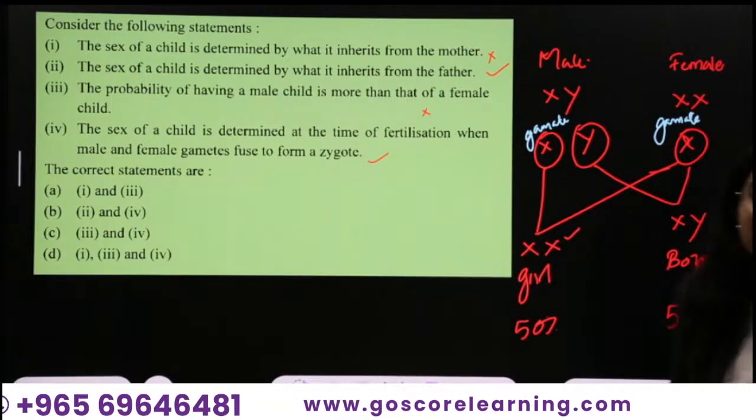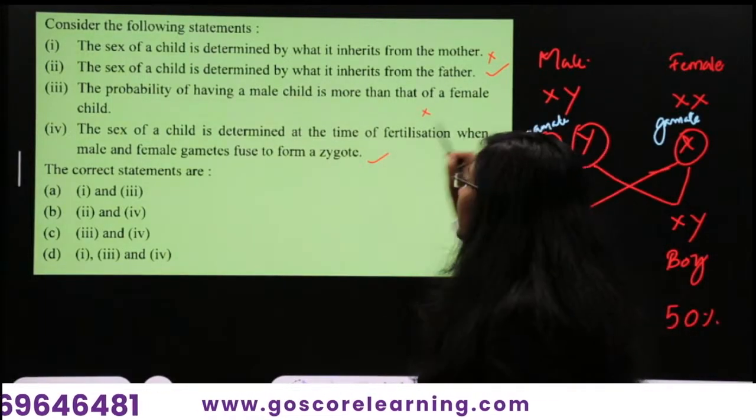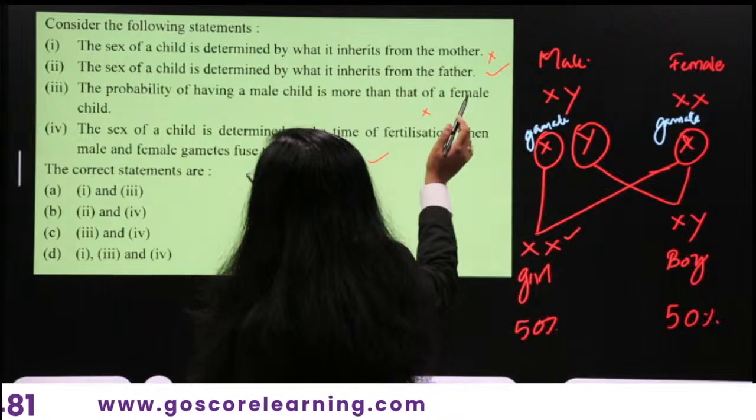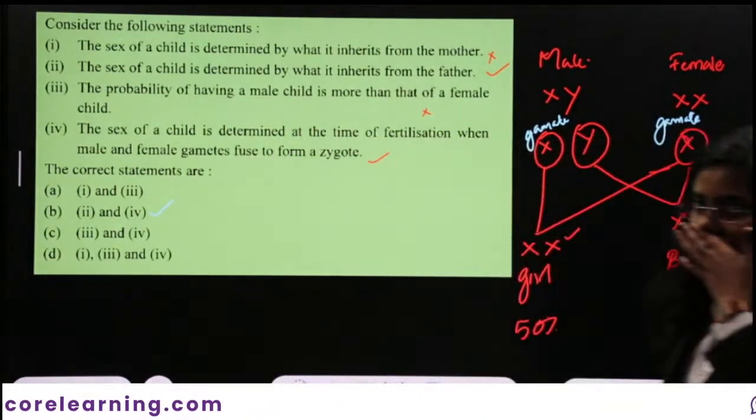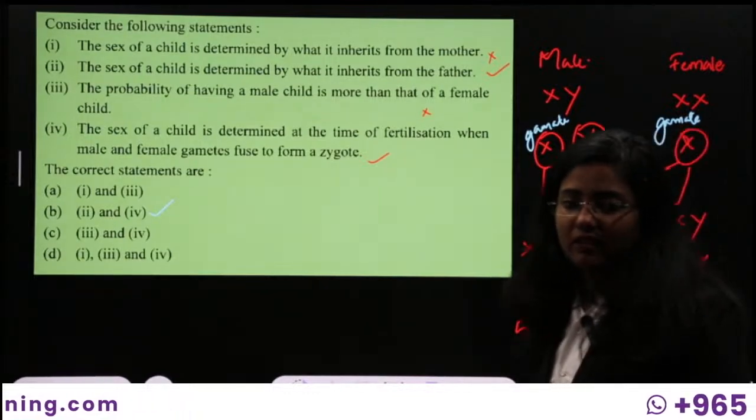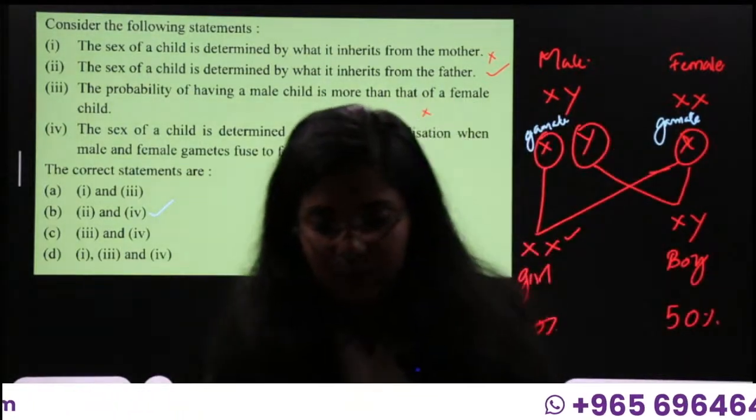Okay, so this is the first question. What is the answer here? The correct answer here is 2 and 4. Okay, the correct options are 2 and 4. So you got the answer, right? Did you get the answer?